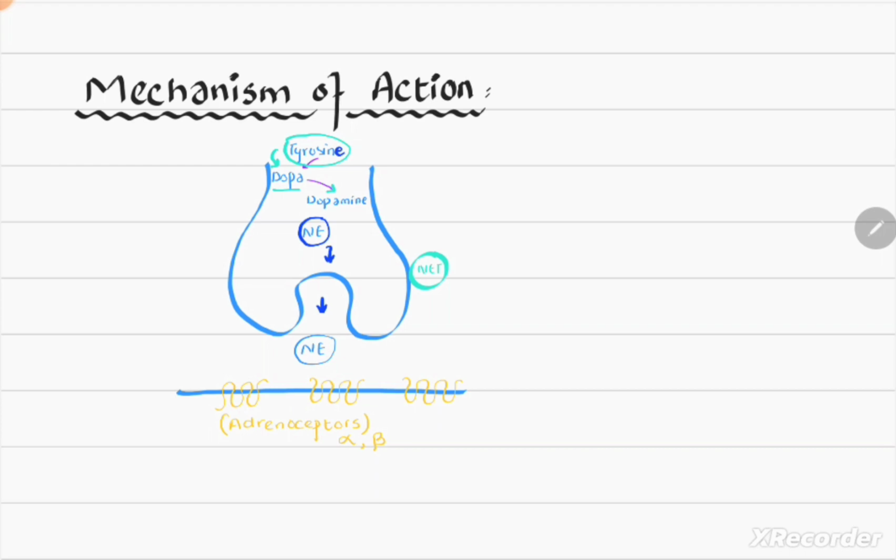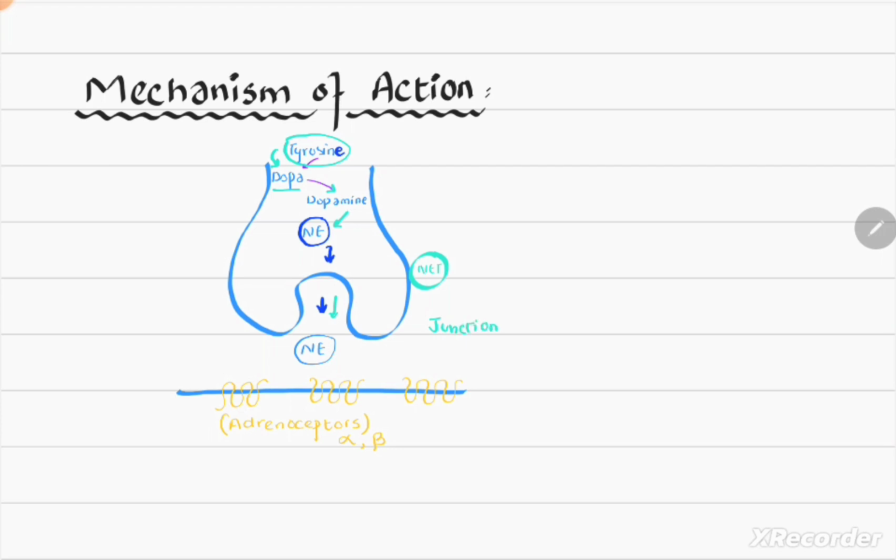Dopamine is also a catecholamine. It is also a neurotransmitter of the adrenergic receptors. And this dopamine is converted into norepinephrine. This norepinephrine is stored in a vesicle. It fuses with the membrane of the neuron and is thus released outside of the cell into the junction.